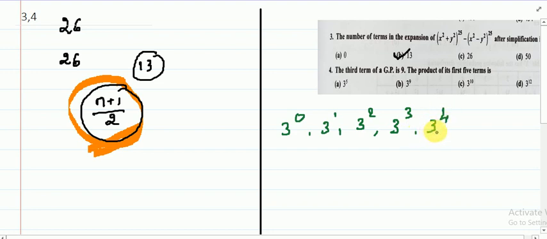Okay. So, now we are asked for the product of the first 5 terms, that is 3 raised to 4 plus 3 plus 2 plus 1, that is 4, 3 is 7, 2 is 9, 1 is 10. Therefore, the answer will be 3 raised to 10. Therefore, the option is option C.